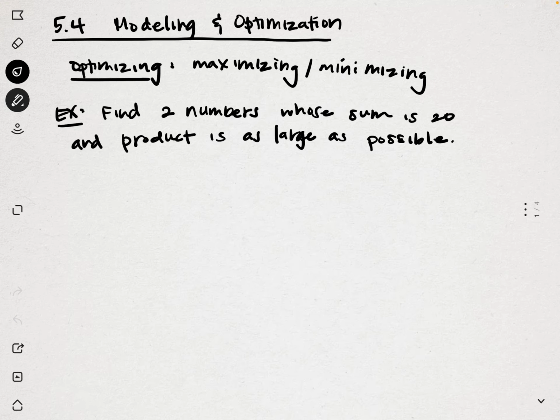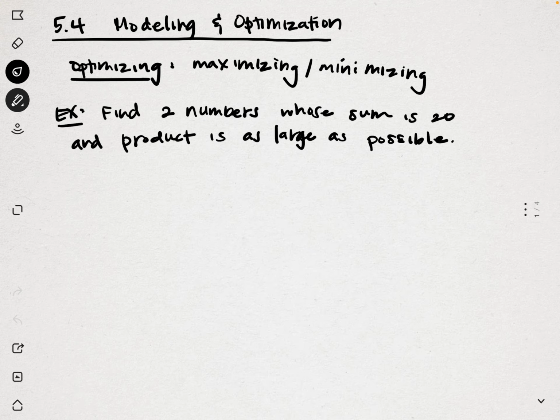Today we're looking at 5.4 modeling and optimization. When we're talking about optimizing something, it means that we're maximizing or minimizing whatever we're looking at, dependent on the situation. Now let's just jump into some examples because a lot of these are difficult in the setup. Once you see how different models work, then you should be able to do the derivative stuff pretty easily.